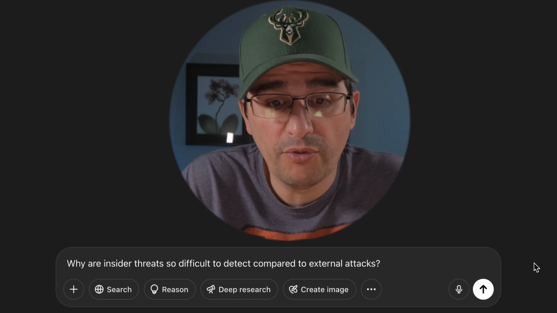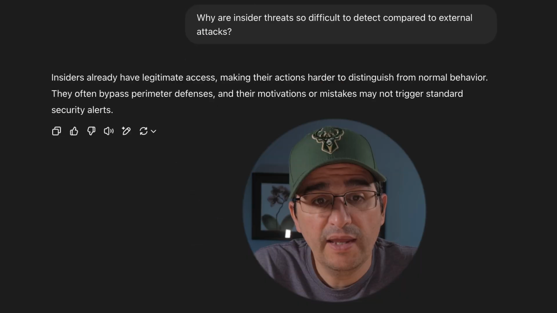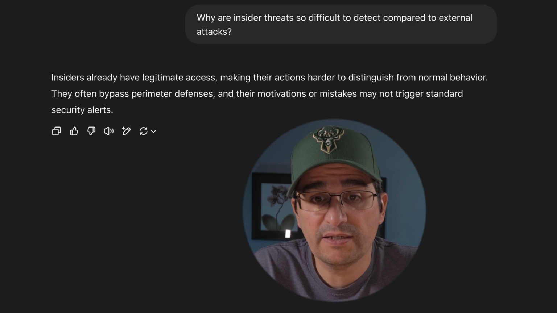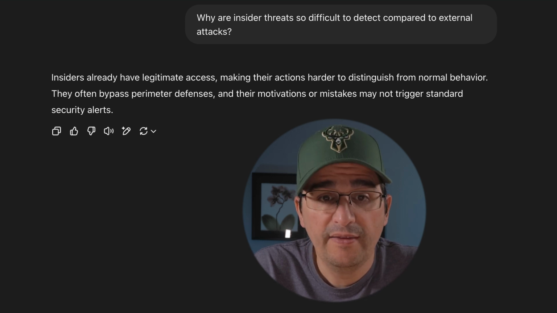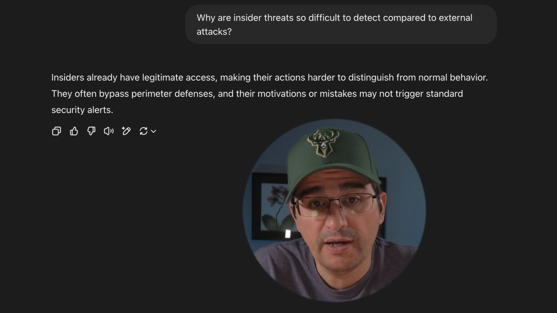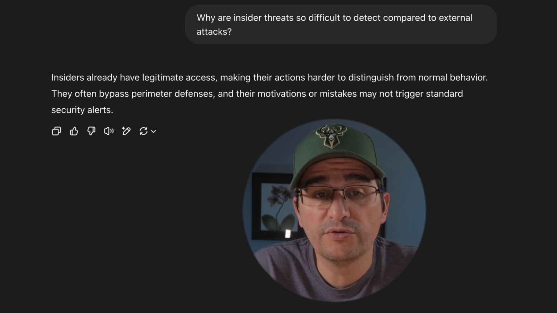All right, so are they difficult to detect? Why are insider threats so difficult to detect compared to external attacks? Insiders already have legitimate access, making their actions harder to distinguish from normal behavior. They often bypass perimeter defenses, right? And their motivations or mistakes may not trigger standard security alerts. Because it's just Bob over there in the corner doing his day-to-day, 9 to 5. But he's up to something. You just don't know it because he's acting the same.